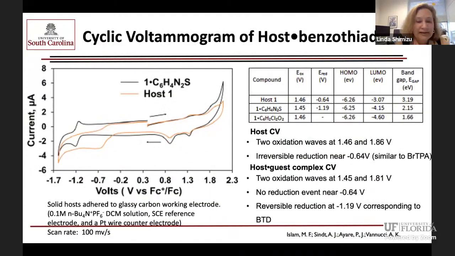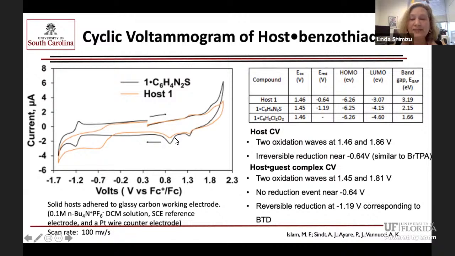We've also, it's almost out of time, so I'll try to wrap up quick. We've also looked at cyclic voltammograms. So we've used CV to explore the redox behavior of these complexes. You can see here's the host. It shows 2 reversible oxidation waves at 1.46 and 1.86, and an irreversible one here near minus 0.46. That's similar to the TPAs.